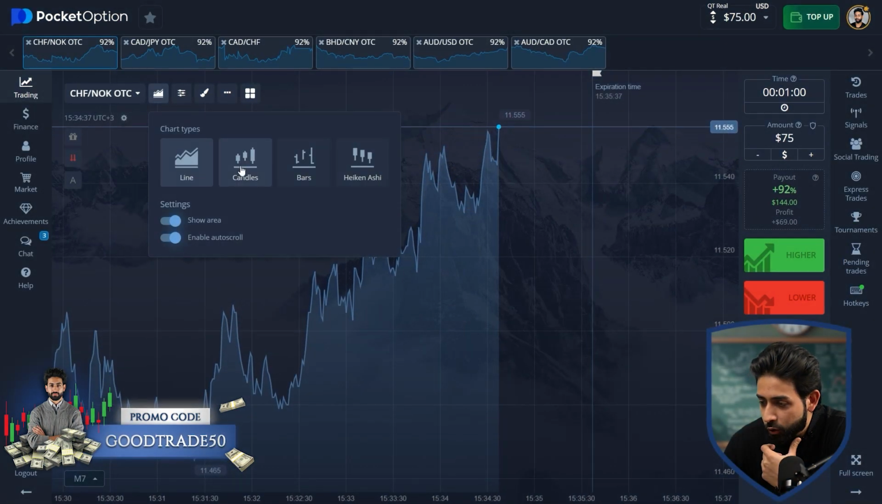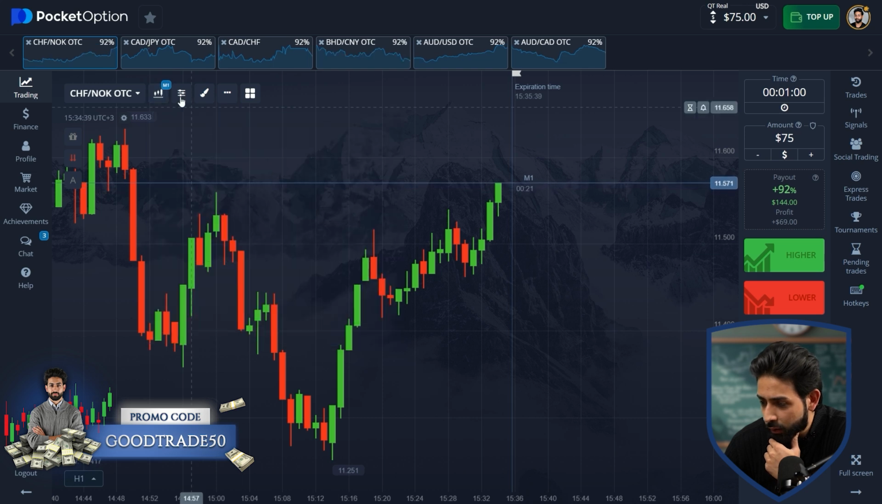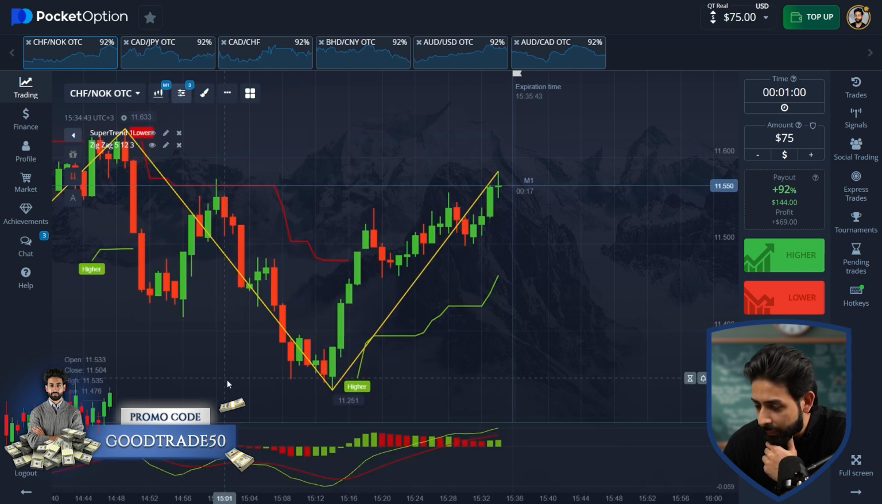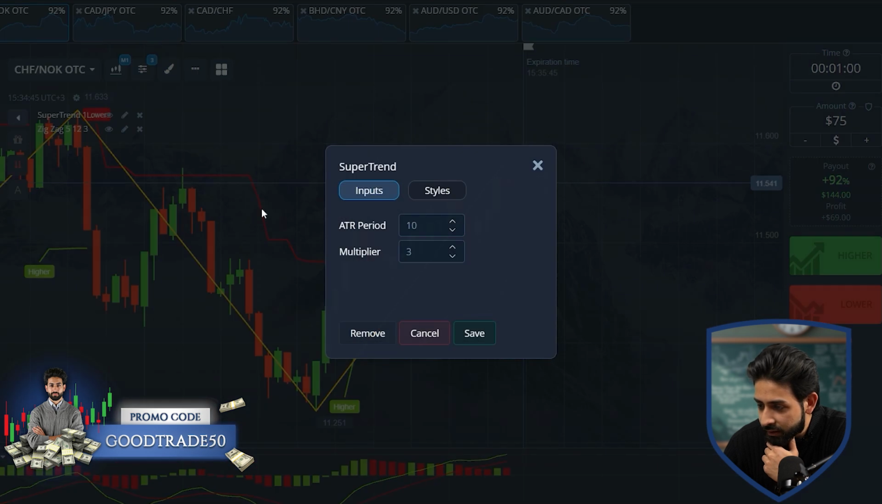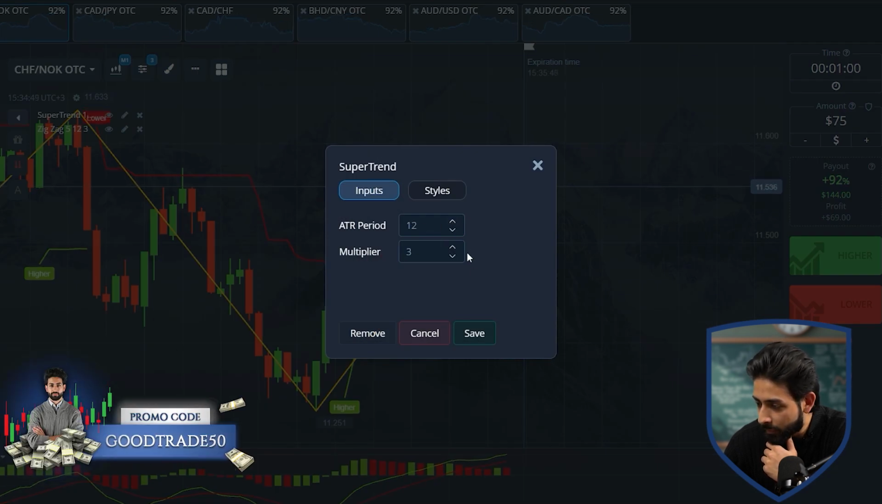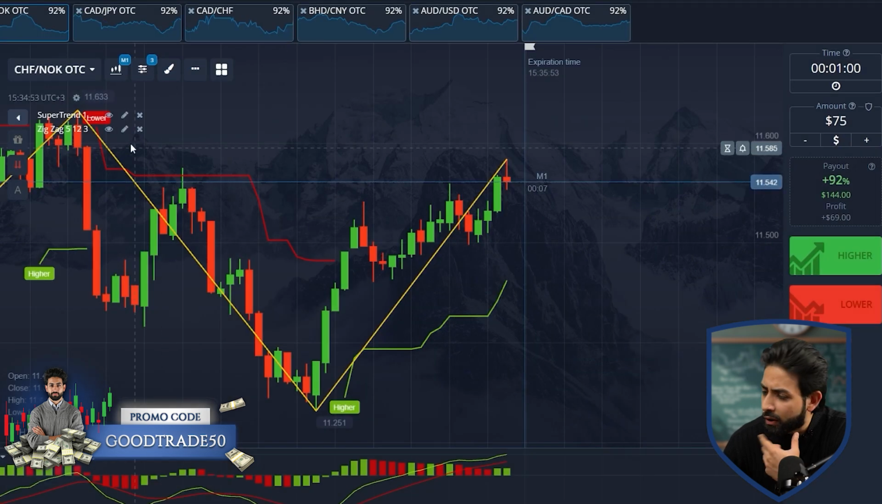Alright, let's do the usual. Let's change to candles. We will enable the timer and set up Super Trend. Let's go with MACD today and Super Trend. Let's edit the Super Trend: ATR period will be 12. Styles, let's just save it.